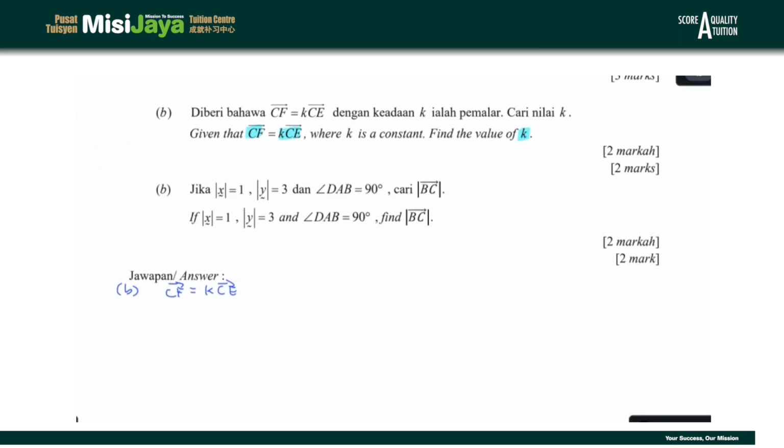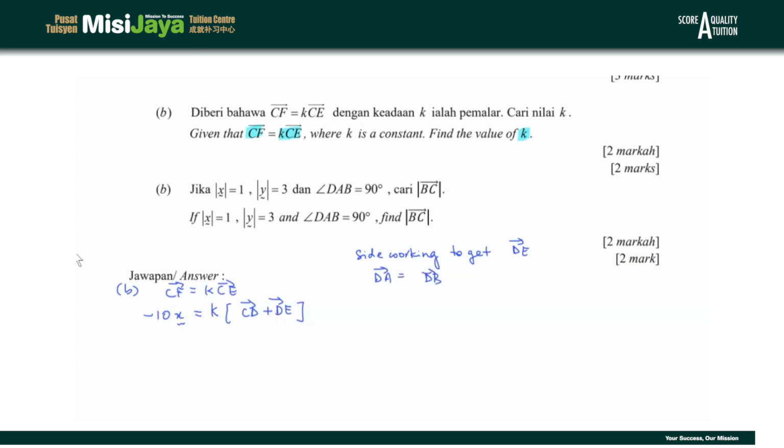Okay, so CF is negative 10x equals k, and then this CE, we can use CD plus DE. Okay, CD plus DE. In order to get this DE, we have to do a side working. So this is side working, I'm going to do it over here, to get DE. I'm going to find DA first.